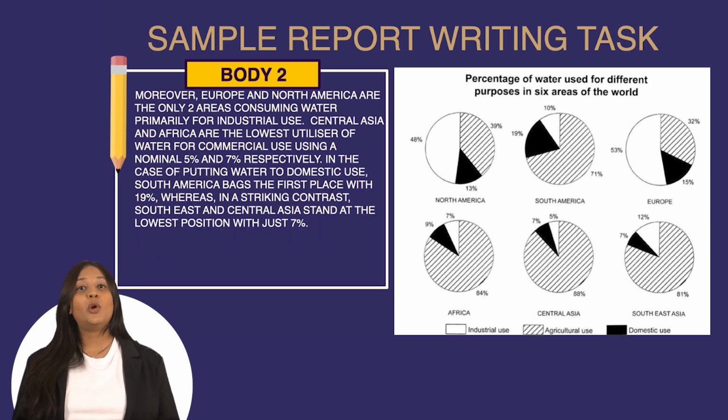Body 2 goes, "Moreover, Europe and North America are the only two regions consuming water primarily for the industrial use. Central Asia and Africa are the lowest utilizers of water for commercial use, using a nominal 5% and 7% respectively. In the case of putting water to domestic use, South America bags the first place with 19%, whereas in striking contrast, Southeast and Central Asia stands at the lowest position with just 7%." With this, we hope that you got a fair idea of how to frame body paragraphs for Task 1 questions effectively.